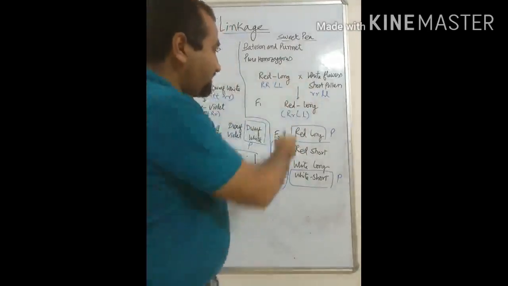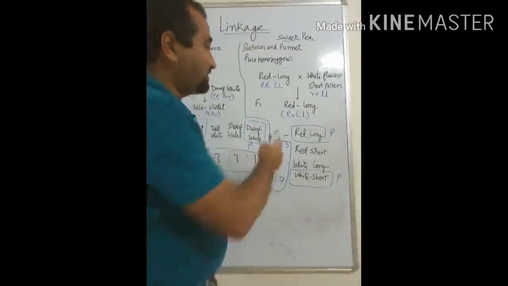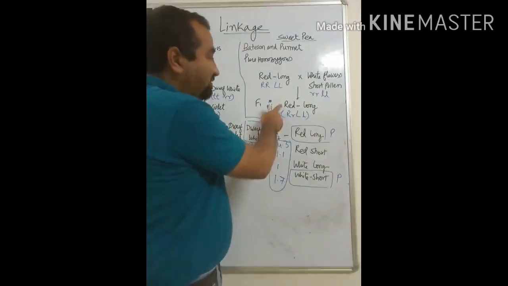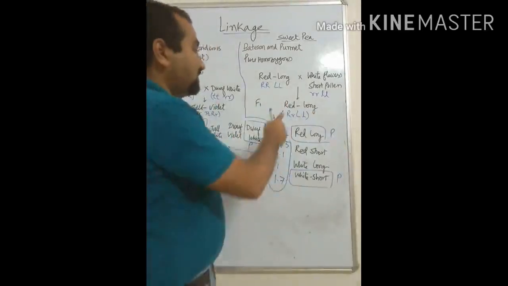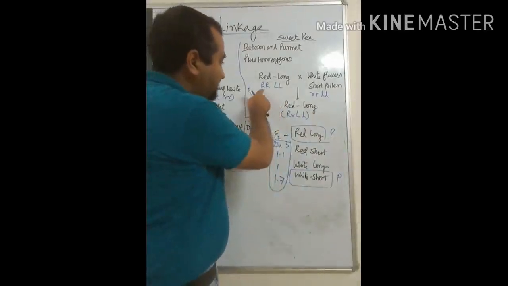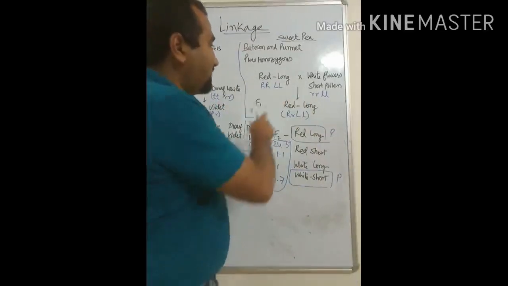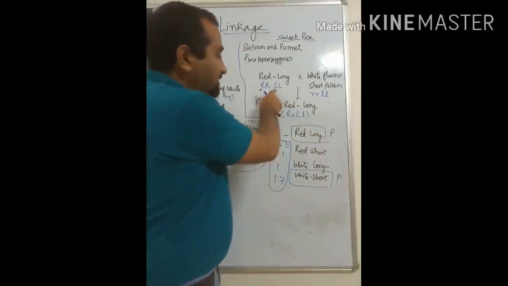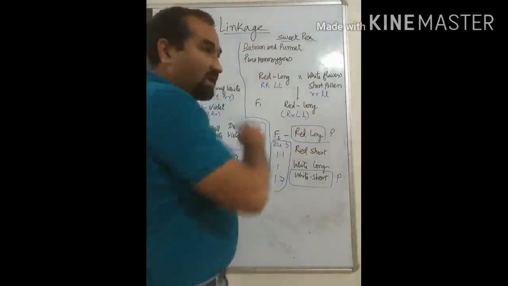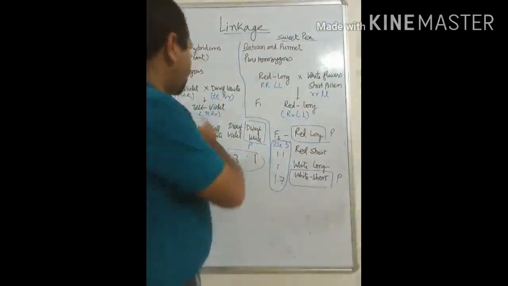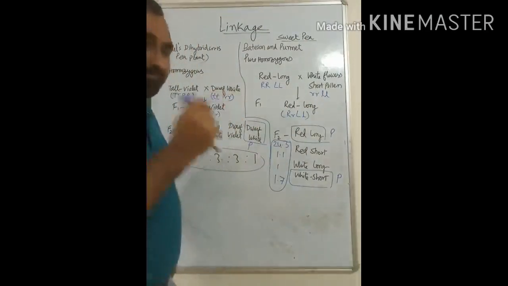And in F1 generation only one phenotypic character is expressed, that is the plants having red flowers and long pollen. So it means that the gene or allele R is dominant over small r, and capital L is dominant over small l. So the F1 plants are heterozygous, just like the F1 plants in case of the Mendelian dihybrid cross in pea plant.